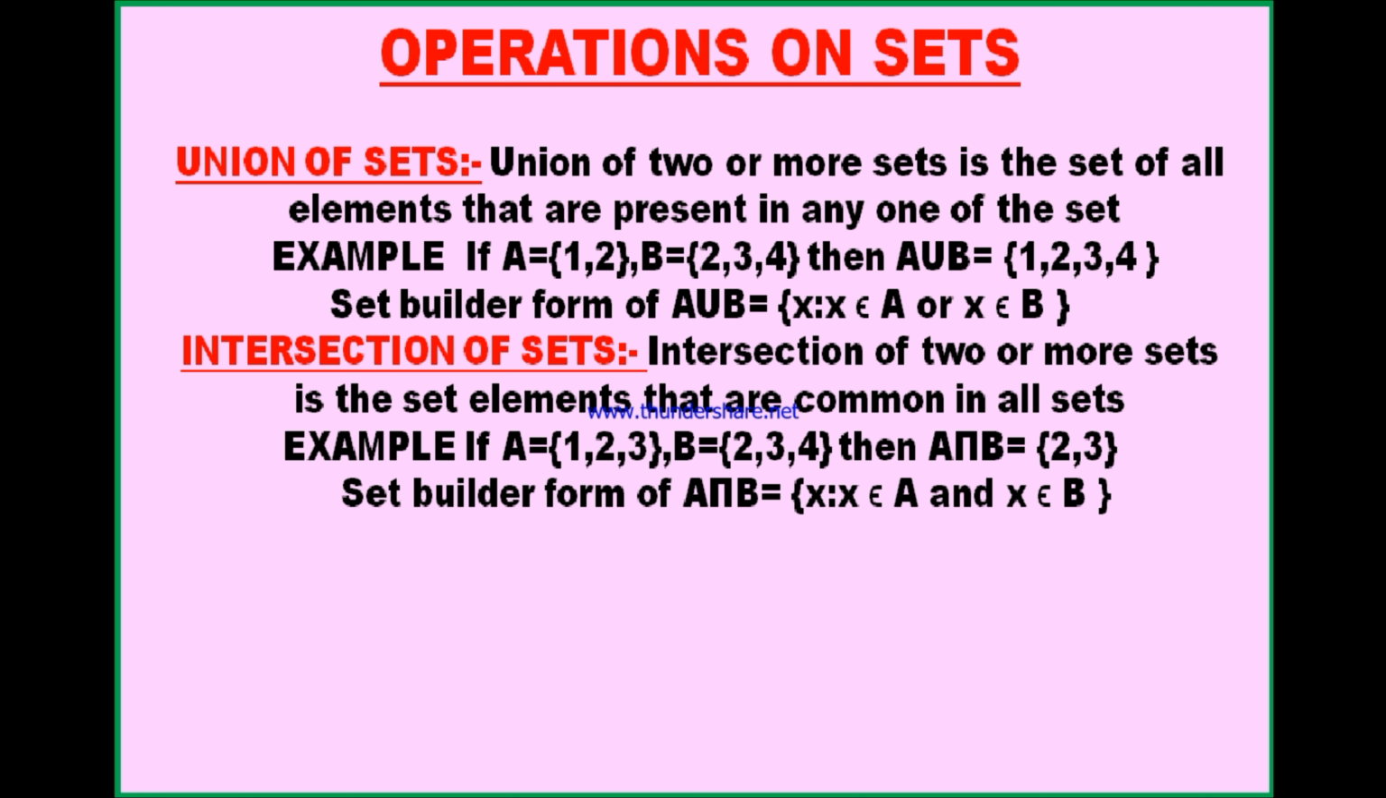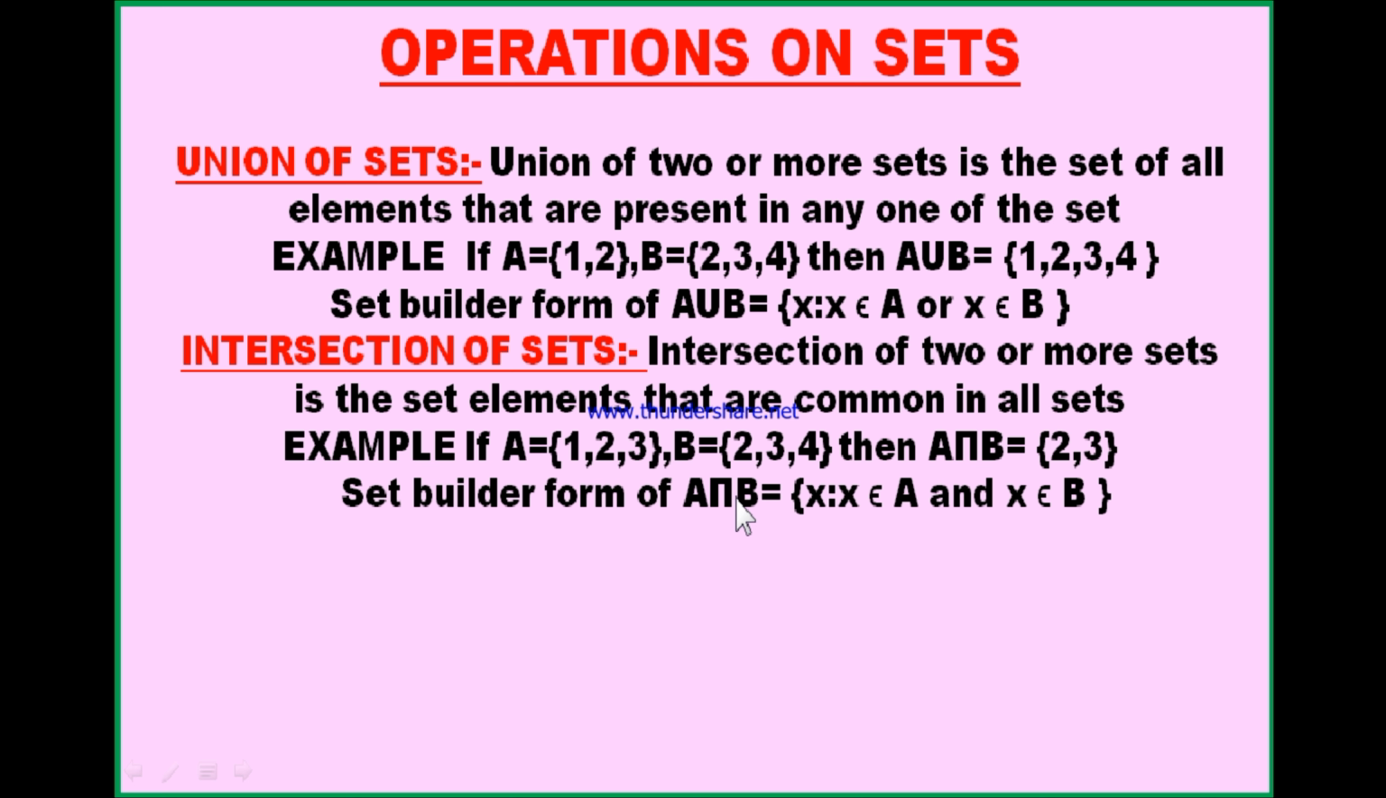Union of sets means you have to write all the elements that are present in the first set or in the second set. Therefore, an element in A union B means it is present either in the first set or in the second set. Whereas intersection means it should be a common element. That element should be present in both the sets. Here you see A intersection B is equal to set 2, 3. Means 2 is an element in the first set as well as in the second set. And 3 is an element in the first set as well as in the second set. Then only you can write it in A intersection B.